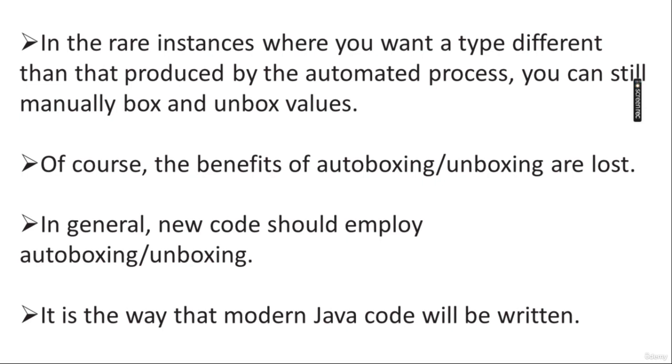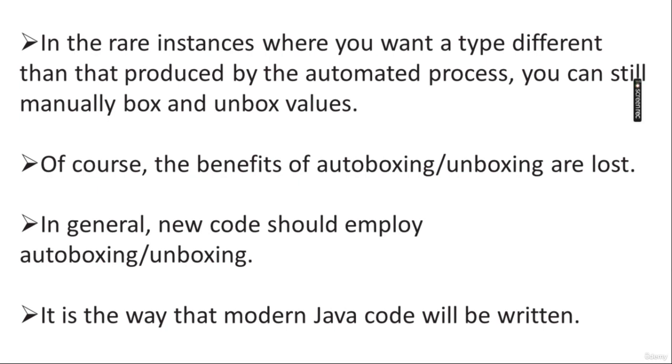In the rare instances where you want a type different than that produced by the automated process, you can still manually box and unbox values. Okay, Java is automatically doing everything, but that does not mean that you cannot box and unbox. Whenever you need it, in very rare cases, you can skip the automated process and manually box and unbox values into the type that you want. The benefits of autoboxing and unboxing are lost when you do this.